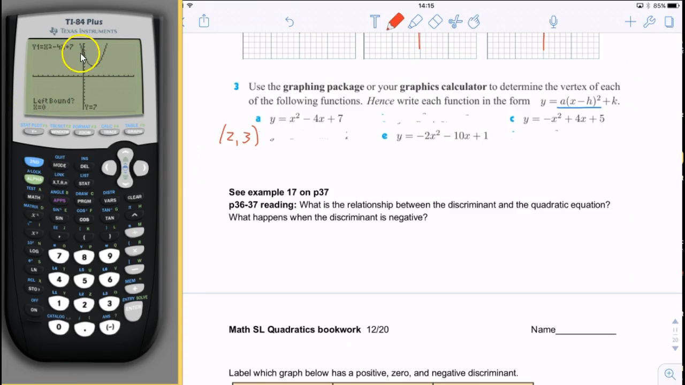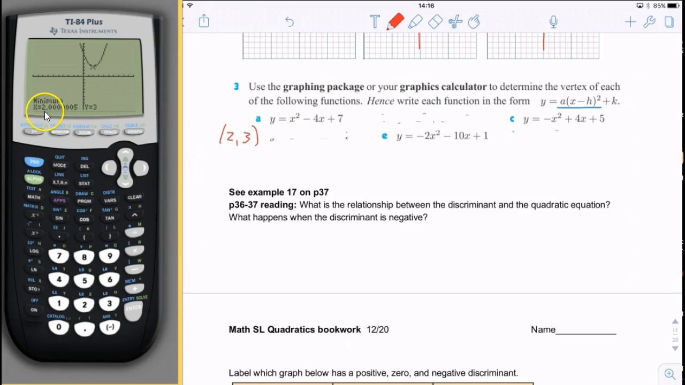So it says, where's your left bound? And the left bound is here. It's to the left. That's fine. So I'm going to press enter. And then it asks for the right bound. Then I'm going to use the right arrow to move over to the right side of the vertex. It doesn't have to be this far to the right, but you have to make sure that the real vertex is in between. Then it asks you for a guess. It doesn't really matter what you put.